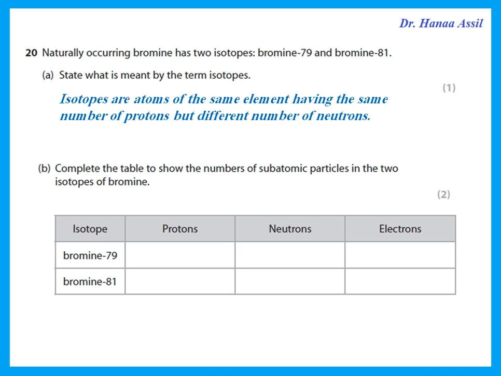How do we get number of protons? Remember, you need to look at the periodic table. Find out what is the atomic number. The small number from the periodic table is 35. So in both cases, the number of protons are 35. And that is also the same as the number of electrons. Now, how do we get number of neutrons? It is the mass number minus 35. So 79 minus 35 and 81 minus 35.